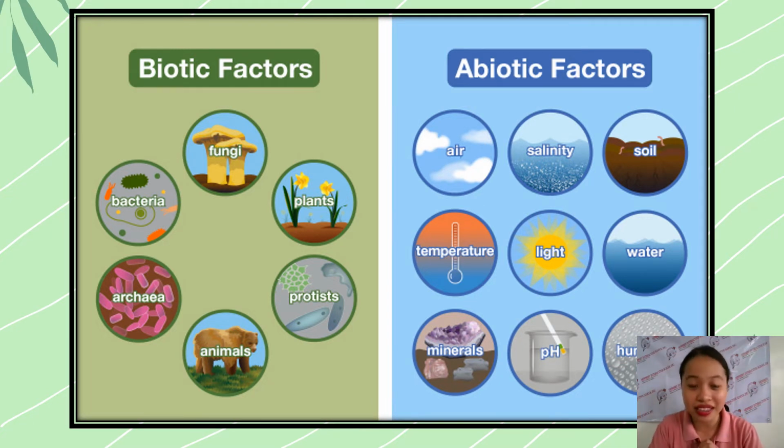So non-living things. So what are some examples for biotic? We have the fungi, bacteria, archaea, animals, protists, plants, humans. Okay? How about abiotic? Like air, salinity, salt, temperature, and so many. Okay?